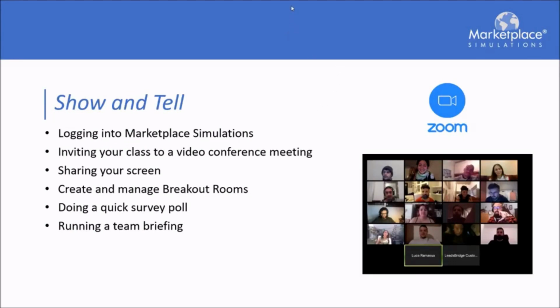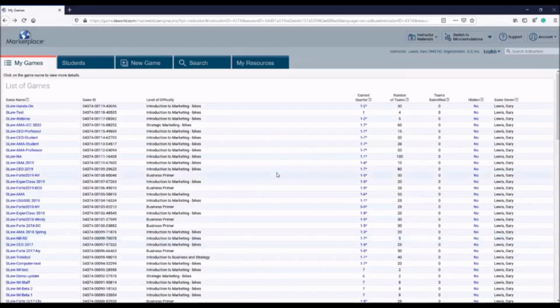Now I'm going to switch my screen share over. We are going to look at the first point here, which is how to get logged into Marketplace. And what I've done is from the game.ils world screen, this is where you get logged in. You will come to this page. I'm sure several of you are familiar with this. This is the page that you'll see after you log in.